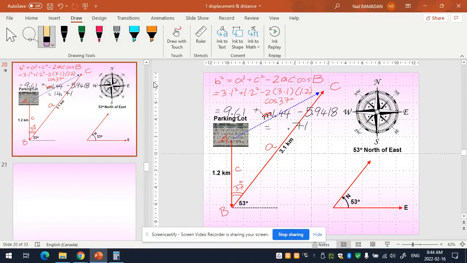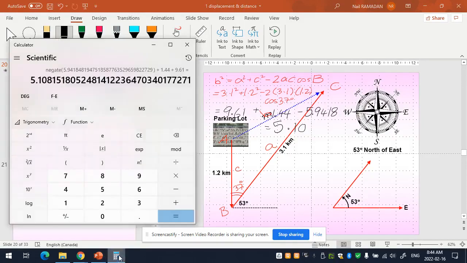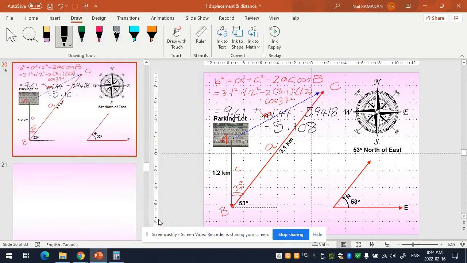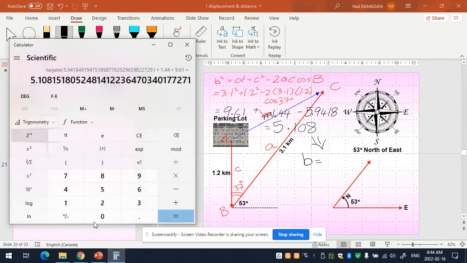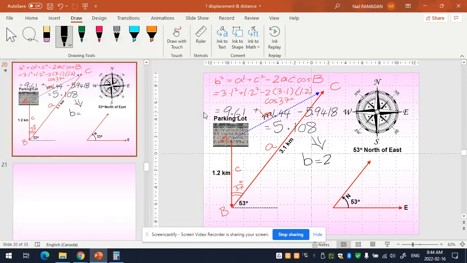So 5.108. Yes. Okay, what do I do with this number? Square root it. So square root, you get b equals 2 point something, obviously. Square root is here, 2.26. Oh, what's the situation here? 2. So that should be 2 point what? 2.3 in kilometers. So the car moved what?